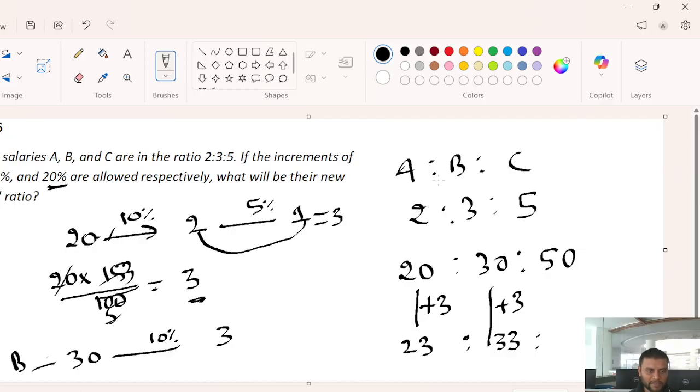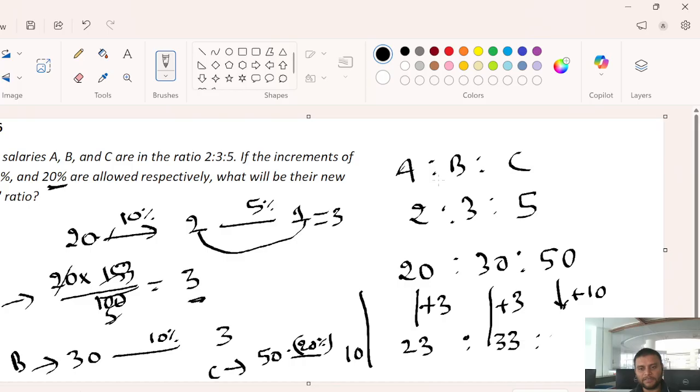This is about B, guys. This is about A. Okay, C is represented by 50, and its 20% will be found first. 10% of 50 is 5. 20% is double of that, that is 10. So it is increased by 10, and this becomes 60, guys. So the new ratio becomes 23 is to 33 is to 60. This is the final answer.